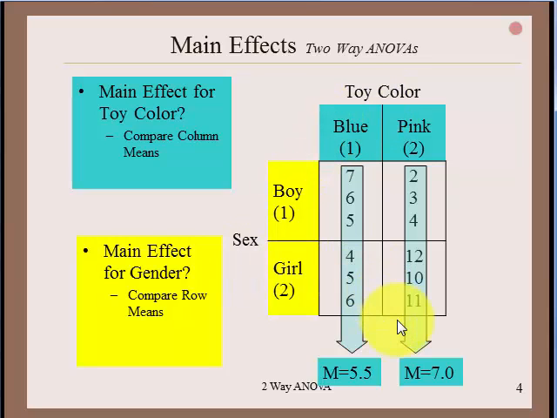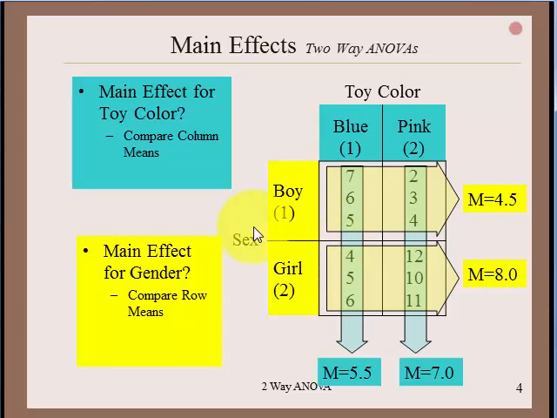I collapse across sex. In the same way, I can compare overall boys and girls and see if there's a main effect for sex. In this case, I'd be collapsing across toy color. So imagine erasing this middle line here and this middle line here and just looking across to the sample means. So to look for a main effect, what I need to do is either compare the column means or the row means, and that's how I determine if there's a main effect.